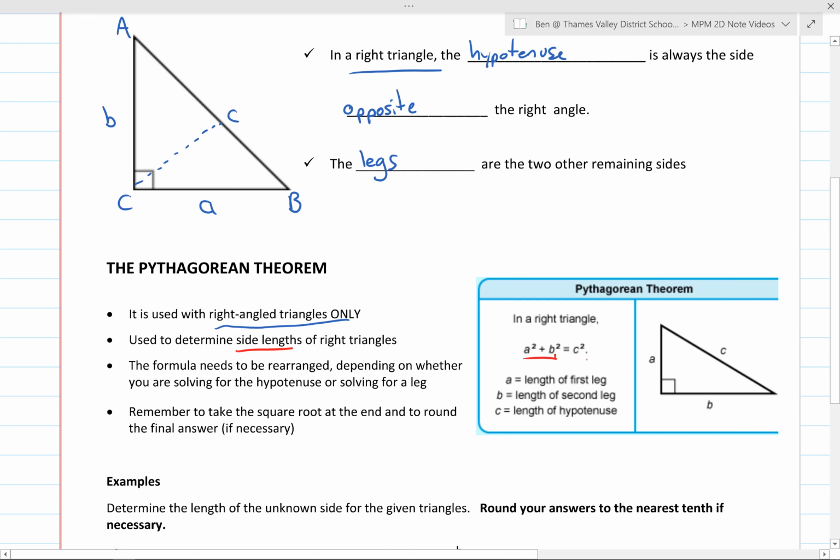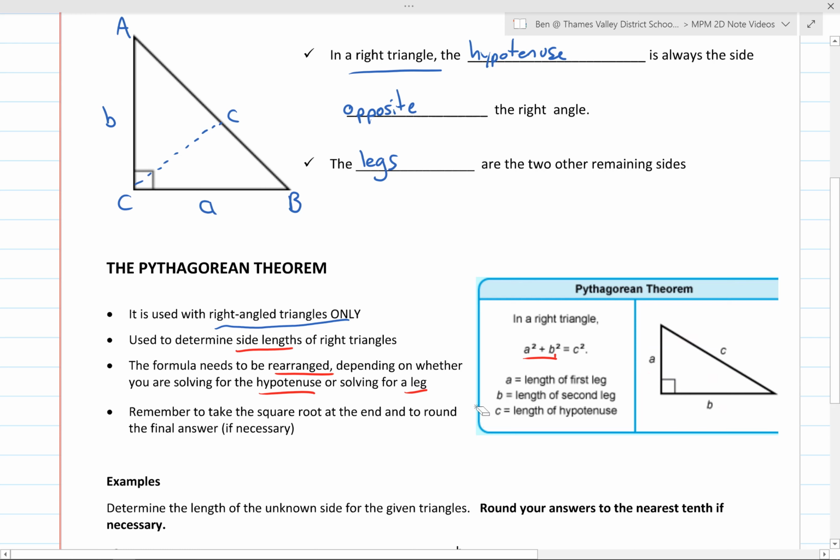It's the relationship between the side lengths of the two legs and the side length of the hypotenuse itself. The formula needs to be rearranged, perhaps, depending on whether you're solving for the hypotenuse or for a leg. That means depending on whether the unknown you're looking for is the hypotenuse, if you know the two legs but you don't know the hypotenuse, or if you know one of the legs and you know the hypotenuse but you don't know the other leg.